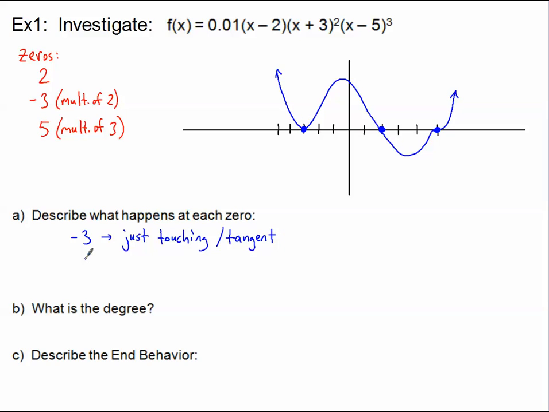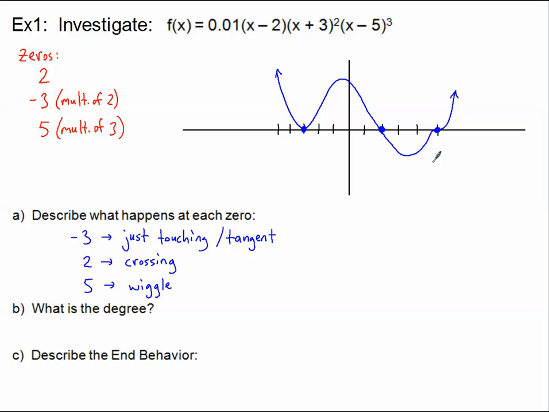The next 0 in order would be 2, and that's just crossing right through. The last 0 from left to right is 5. I'm going to call this wiggling, for lack of a better word. It kind of wiggles through there. It might be tough for you to do at first, but it takes some practice.